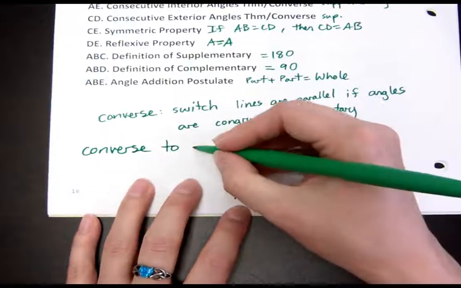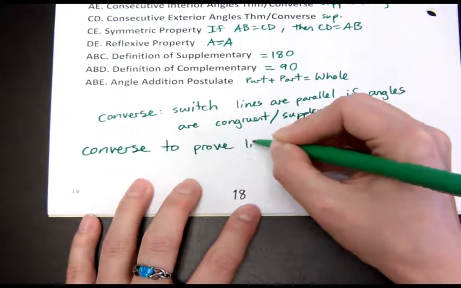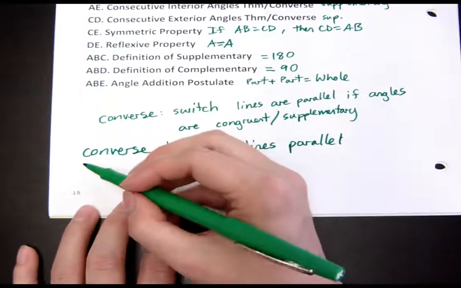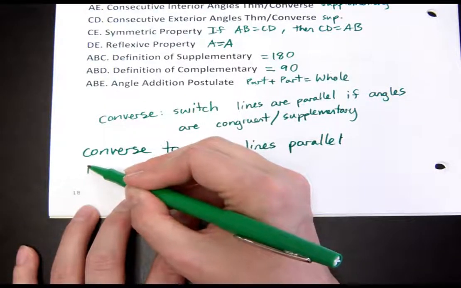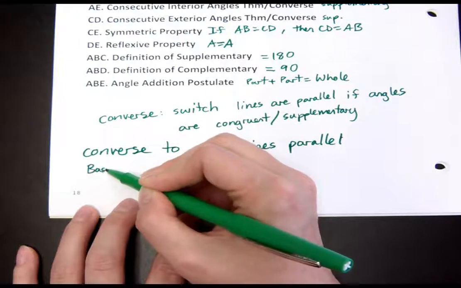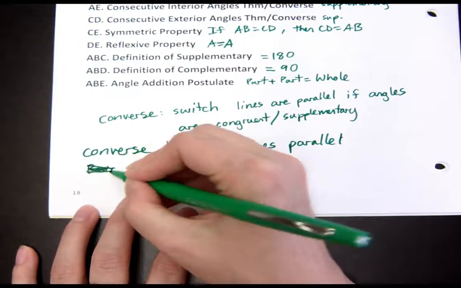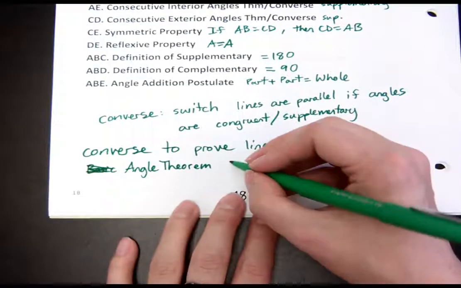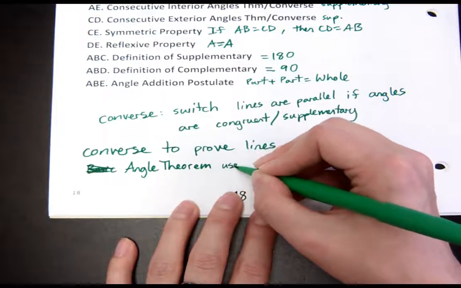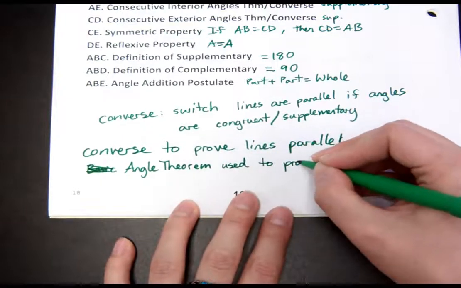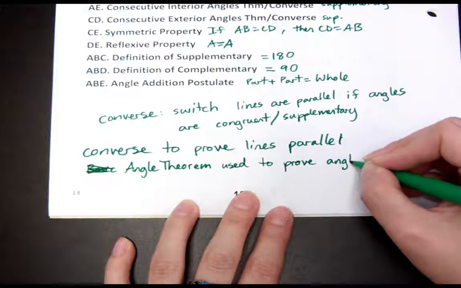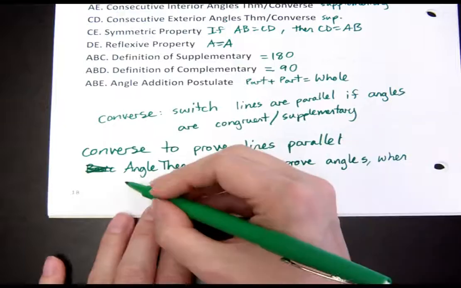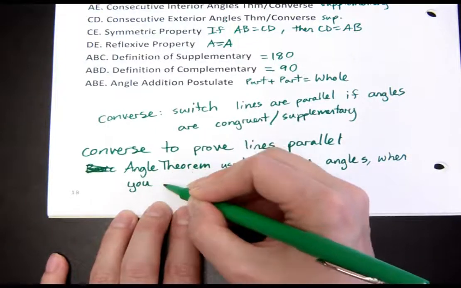So converse is used to prove lines parallel. All right. Our basic theorems, that they don't say converse, so like I guess not basic, our angle theorems. So that means all those angle pairs are used to prove angles congruent, or angle measures, when you know the lines are parallel.